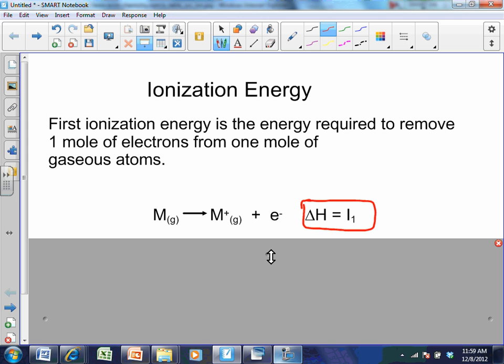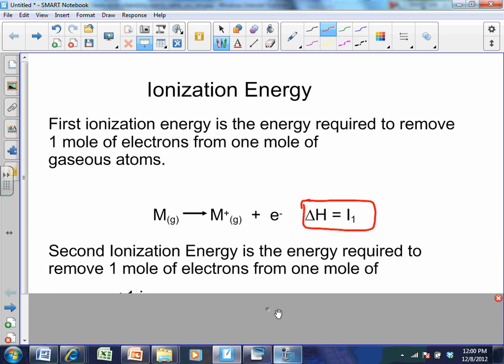An important point to note, however, is that this process, I1, is always positive, no matter what the element is. A common misconception is that the alkali metals, which only have 1 valence electron, lose their electron so easily that it doesn't require any energy at all, and that's incorrect. All elements require energy to remove any of their electrons. They are being held, however weakly, by the nucleus, and it does require energy to remove them. So first ionization energy is always positive.